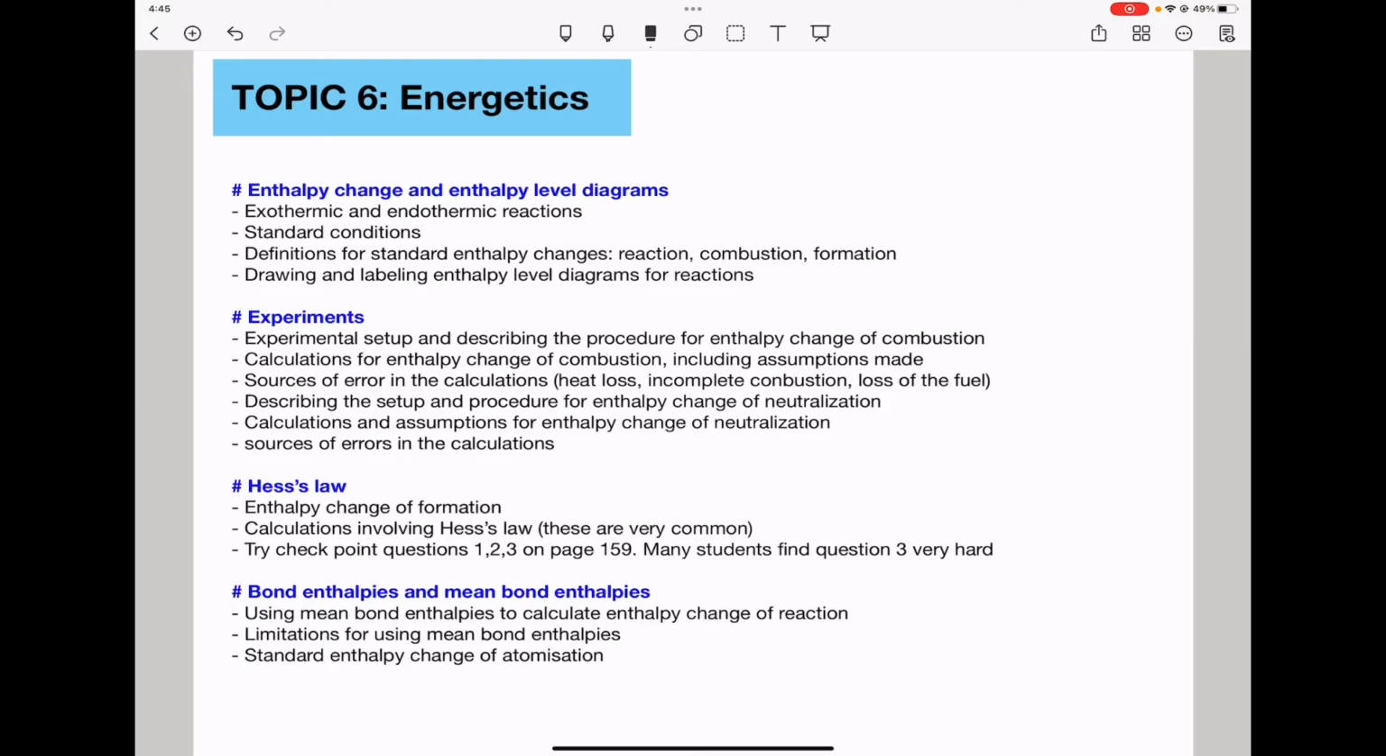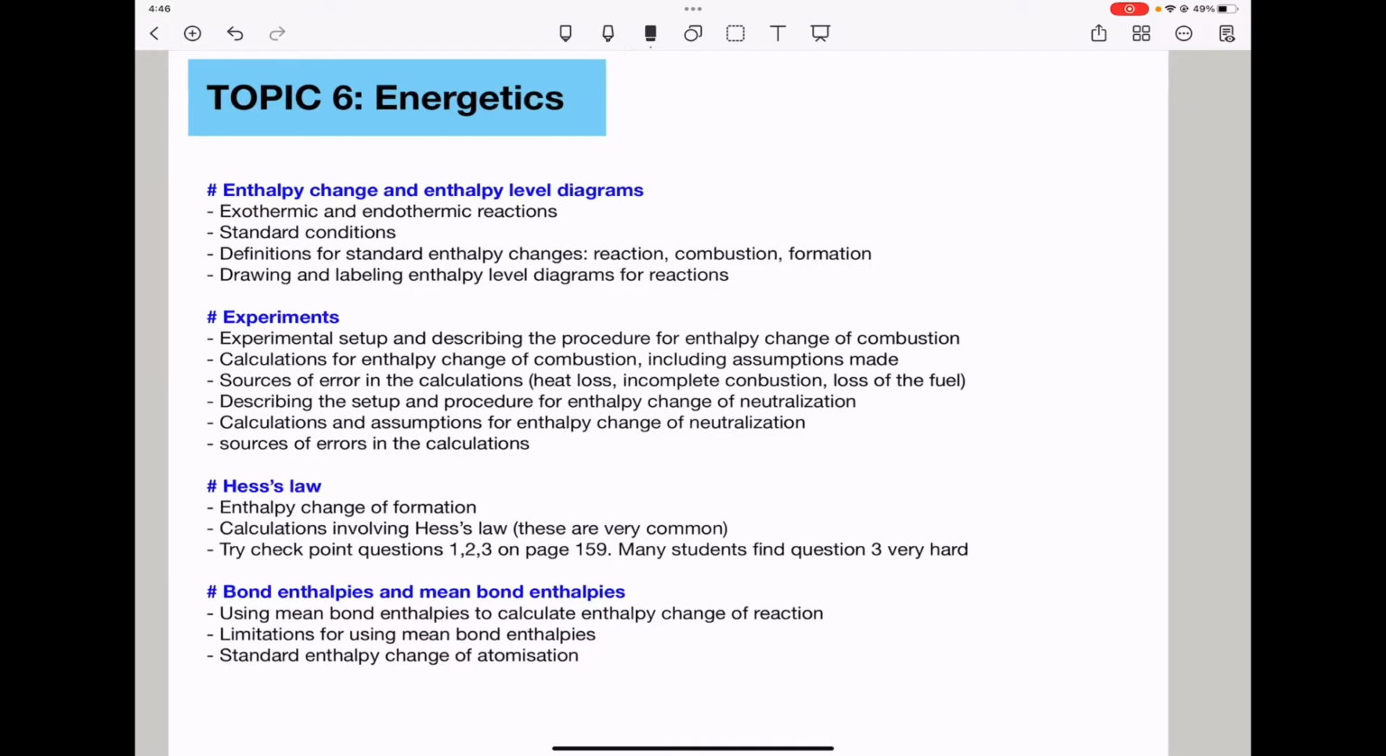You need to know about bond enthalpies and the mean bond enthalpies, using mean bond enthalpies to calculate enthalpy change of a reaction, and then the limitations for using mean bond enthalpies. Remember, they are usually calculated for substances in the gaseous state. If you use them in a different state, like in solid state or in liquid state, they could cause some errors. You also need to know about standard enthalpy change of atomization and the calculations around that. Use a lot of past paper questions in order to help you practice that.